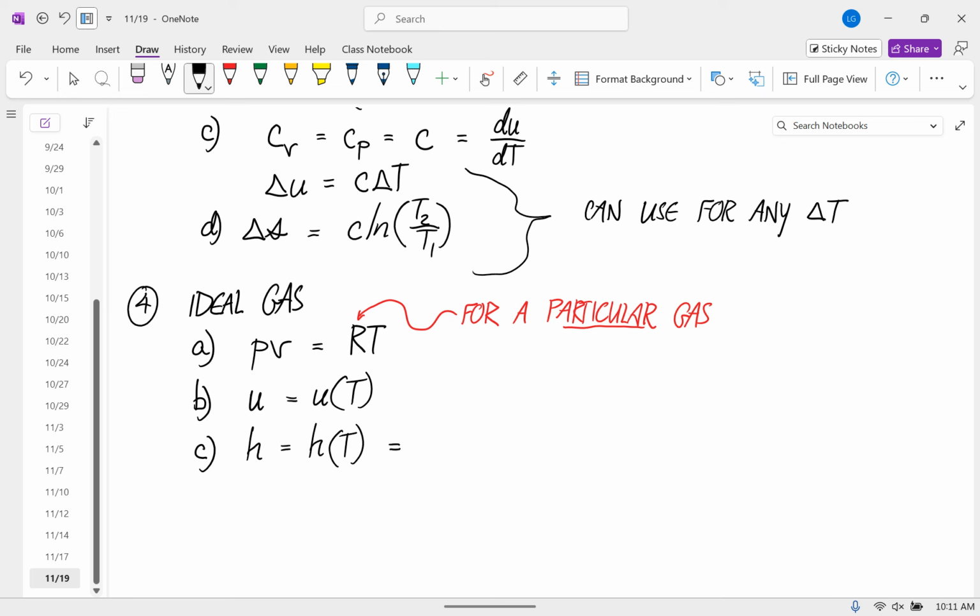And you can write that as, so remember the definition of specific enthalpy is u plus Pv. Okay, little u plus P, little v. And Pv from the ideal gas law is equal to RT. So we can write this as u plus RT. And so if that u is only a function of temperature, you can see why h is only a function of temperature.